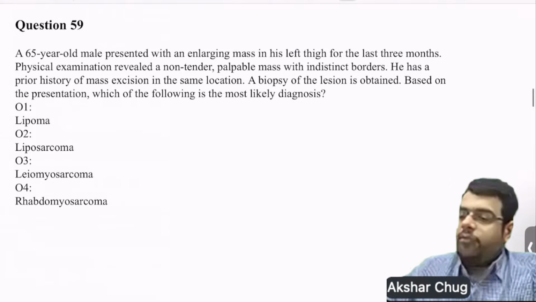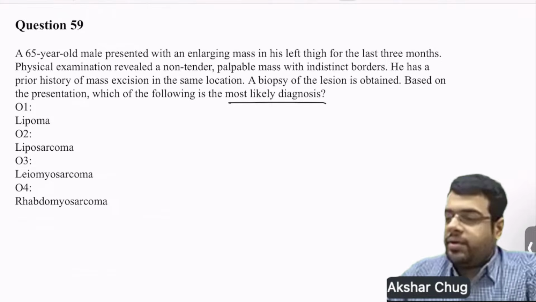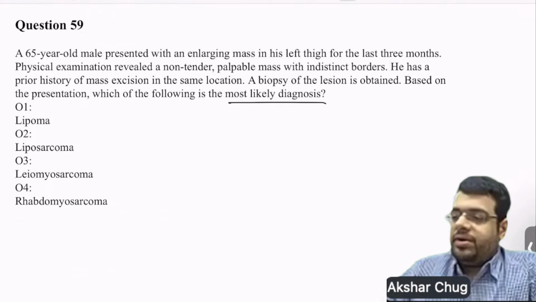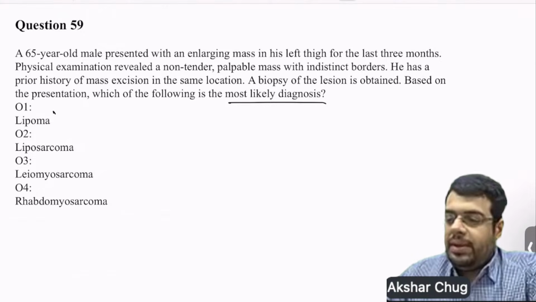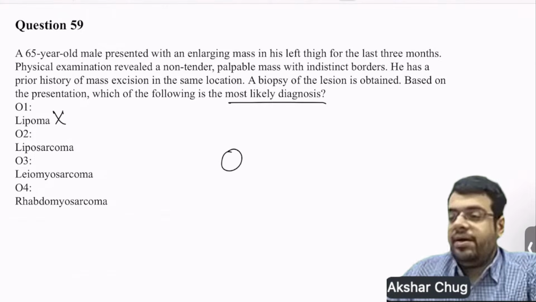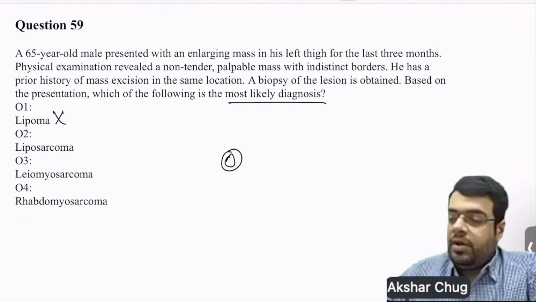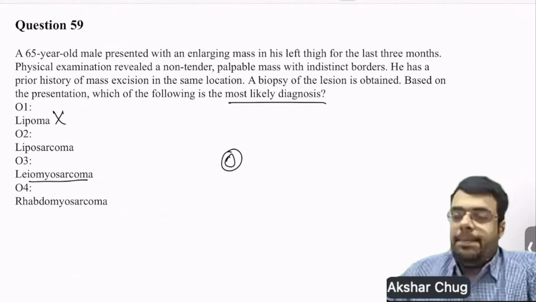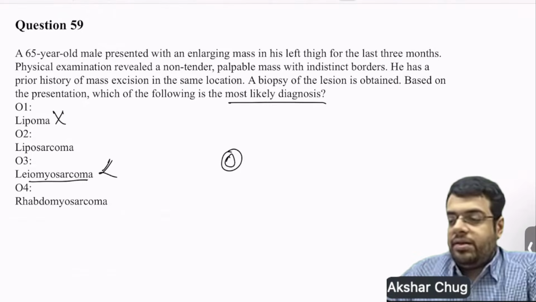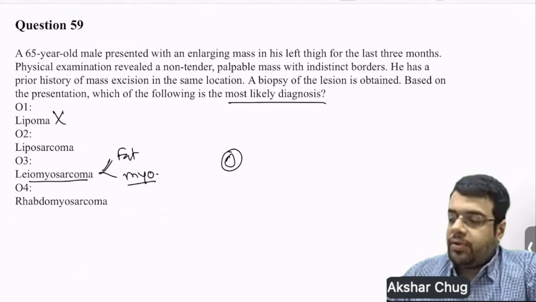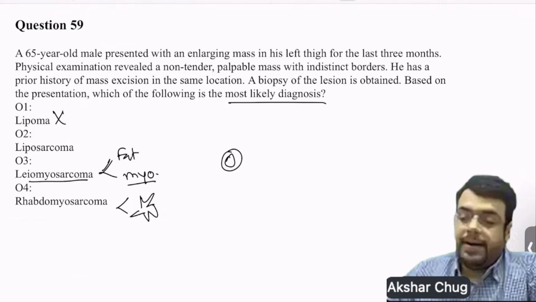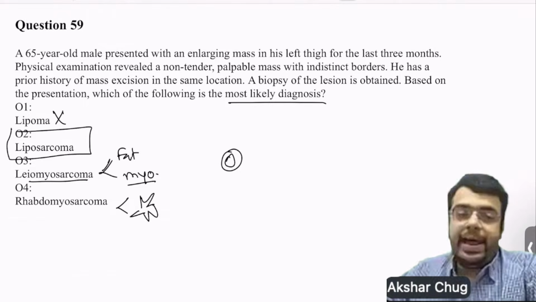Next question, which of the following is the most likely diagnosis? So here the image showed pleomorphic nucleus. Now pleomorphic nucleus will rule out any benign pathology. Also, the cells had fat filled up in them. So leiomyosarcoma will have muscle cells, myocytes, and the image did not show any myocyte. Again, rhabdomyosarcoma will have classical spider cells, but again, the image did not show any spider cell. So the right answer would be liposarcoma.